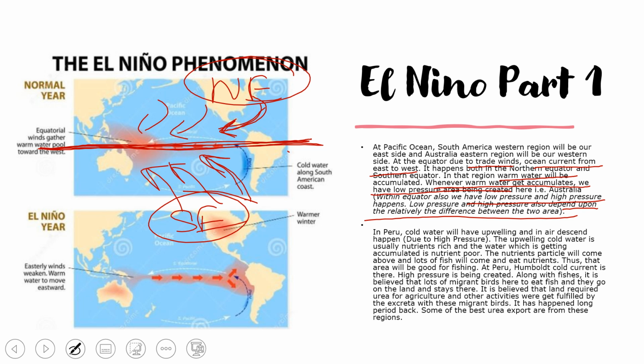Just ignore this part, that you will have a low pressure area here, and within the ocean it is saying that we will have a high pressure. So here we have high pressure and here we have low pressure. That thing is explained here.